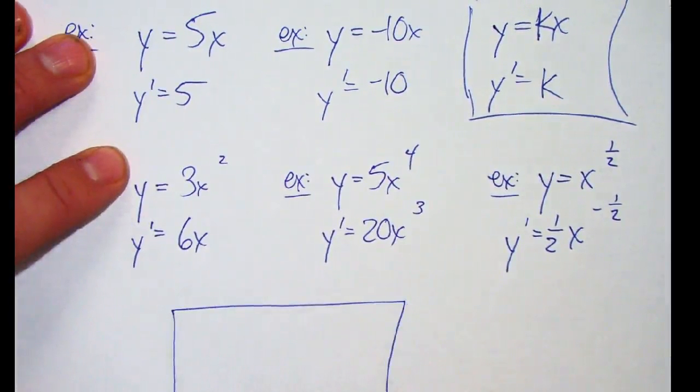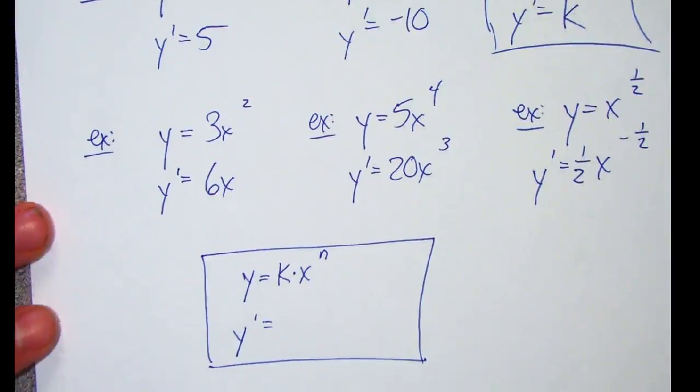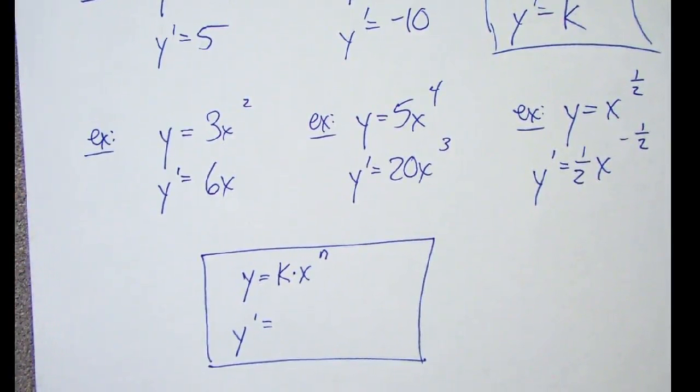So then can you fill this in? If y equals k times x to the n power, y prime equals what? Take a second and see if you can see the pattern that's happening there, and then maybe fill this in.